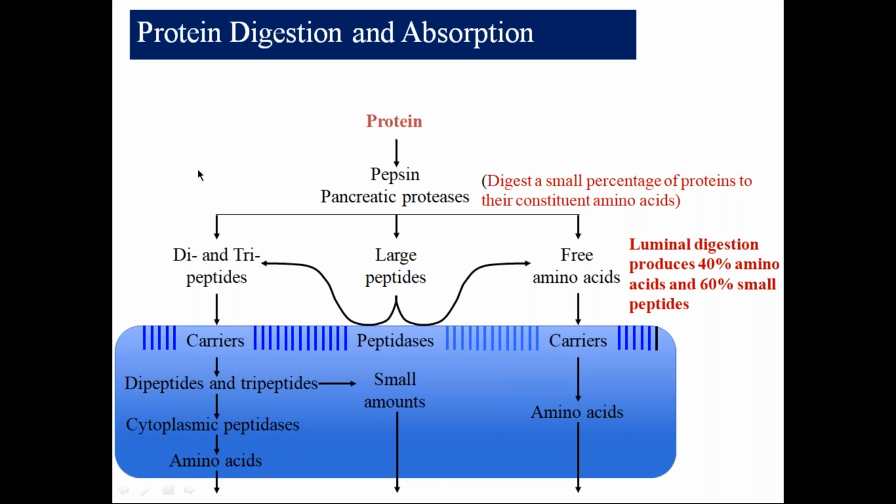So if you remember from the general mechanisms of digestion and absorption, I told you that proteins can be absorbed as the monomers, that is the amino acids. You have carriers for them and they can be absorbed into the general circulation. The oligopeptides can be absorbed. They have a different carrier and are then further digested in the cytoplasm by cytoplasmic peptidases and absorbed as amino acids, or a small amount of it can be absorbed in the form of dipeptides and tripeptides.